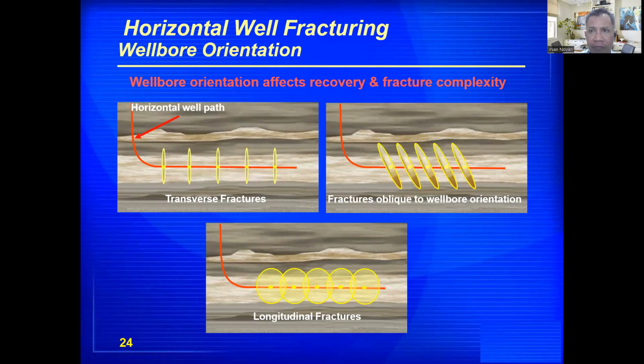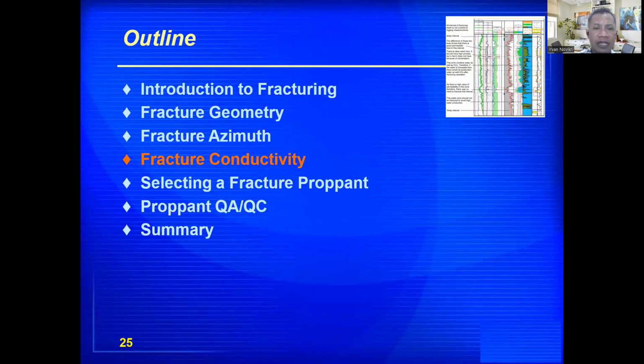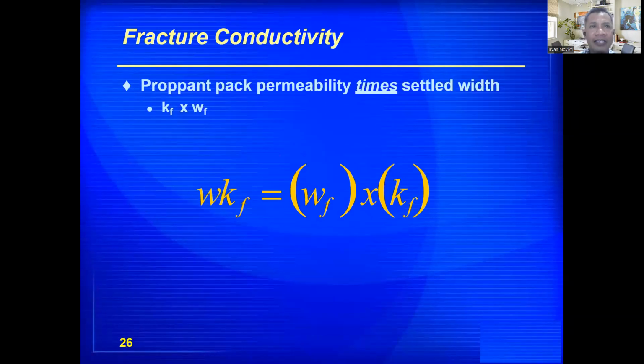If we look now at fracture conductivity, we are starting to get into, okay, we have pumped our frac and we got it out there. So let's talk about the conductivity. Why is it so important? Basically, the symbol for conductivity in the fracturing industry is WKF. It is the width of the fracture in feet times the permeability of the fracture in millidarcy, so it is measured in millidarcy-feet.